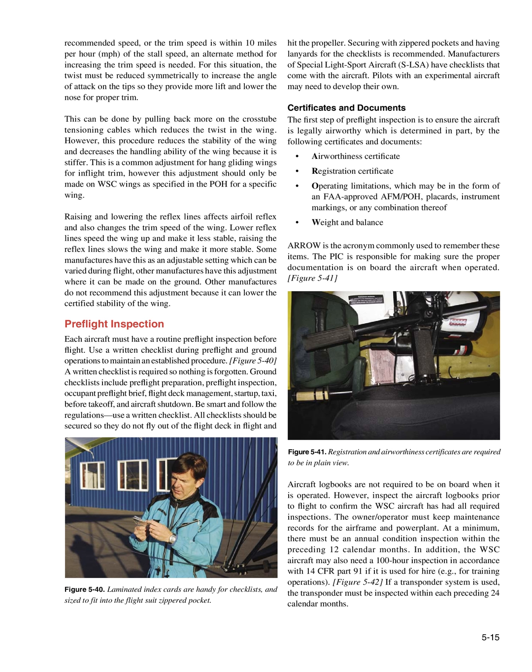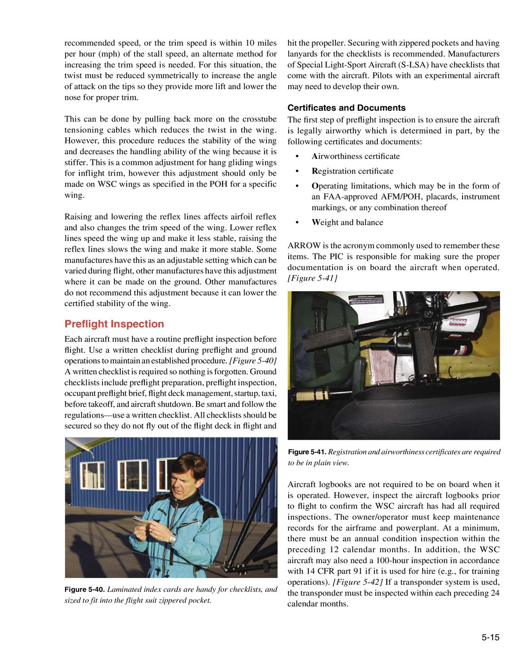This can be done by pulling back more on the crosstube tensioning cables, which reduces the twist in the wing. However, this procedure reduces the stability of the wing and decreases the handling ability of the wing because it is stiffer. This is a common adjustment for hang gliding wings for in-flight trim. However, this adjustment should only be made on WSC wings as specified in the POH for a specific wing.